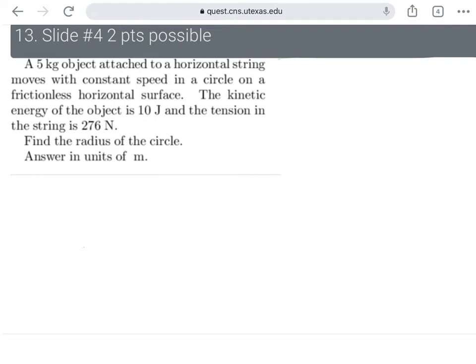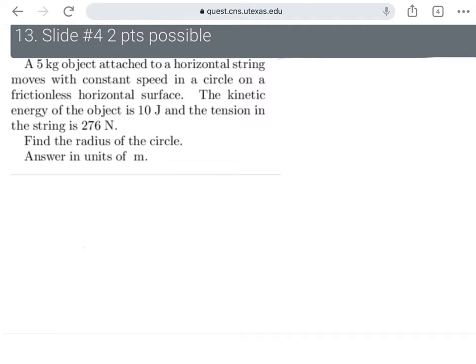Alright, this is a throwback question. So it involves a 5 kilogram object that's attached to a string. It's moving in a circle, so we're going to talk about circular motion again. So with that in mind, you have to think about, well, what equations do we remember from circular motion?